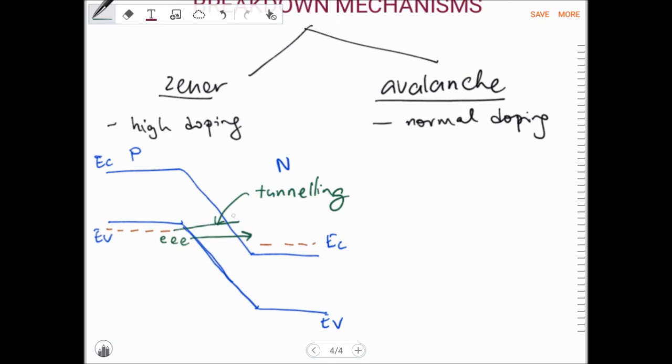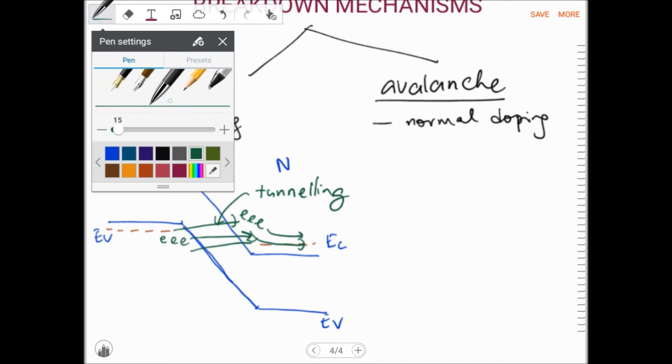If you have a lot of electrons tunneling, it's because in the valence band you have a lot of electrons, but bound. This electron sees a shortcut, like it can tunnel through the band gap, go to the other side of the conduction band, and then freely move and be collected, and that's how you suddenly get a lot of current due to the tunneling process. So that's for Zener.